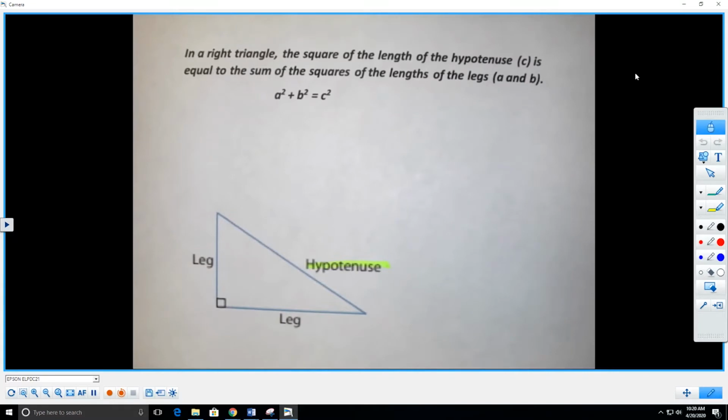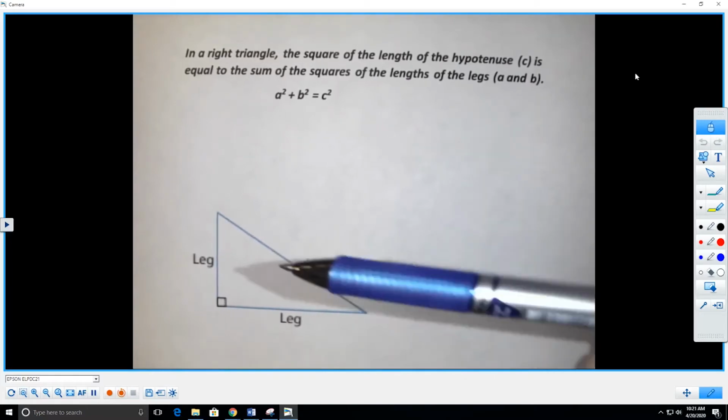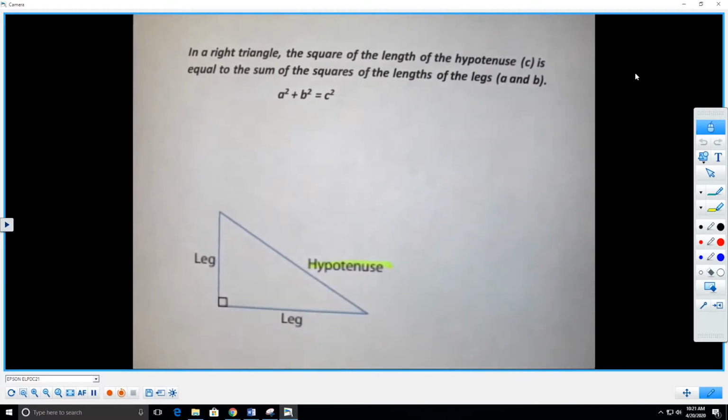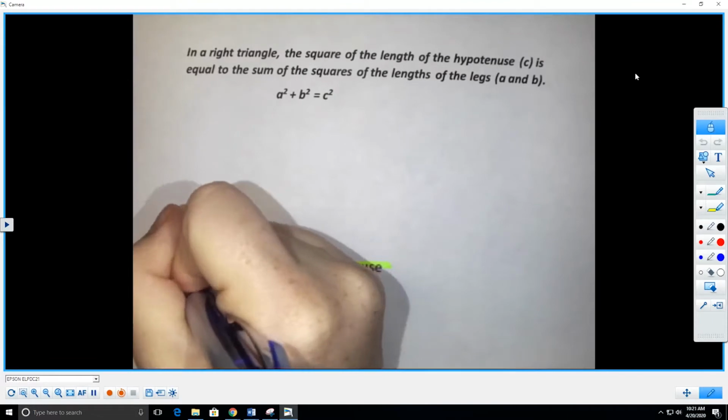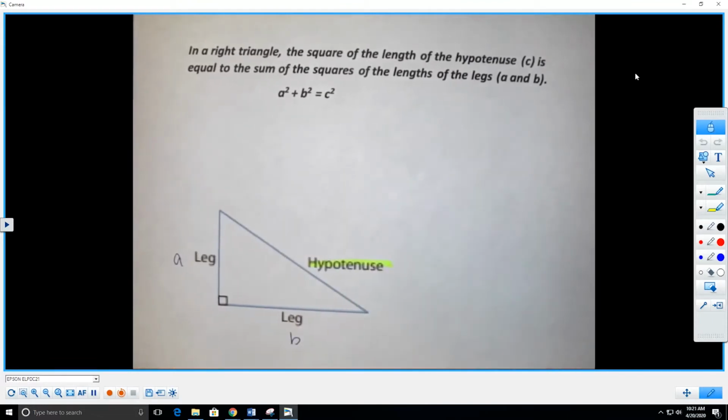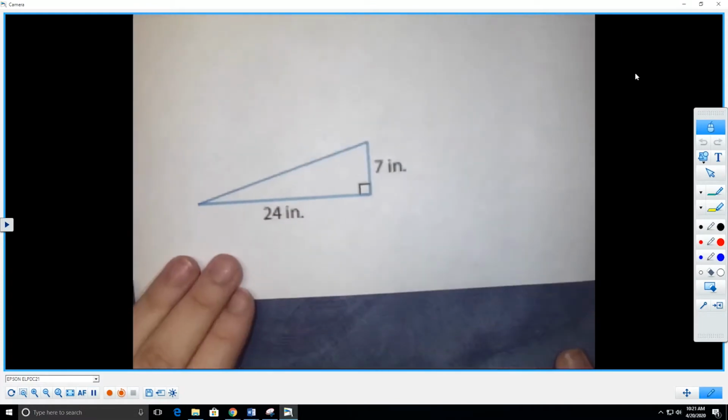It's the longest of the three sides, and it's across from the right angle in the triangle. The other sides are called legs. We can label one of them A and one of them B when we are working on problems. Now that you've got the vocabulary and model, let's try some application problems together. Let's start with some triangles with discussing side lengths. Sketch this example here.